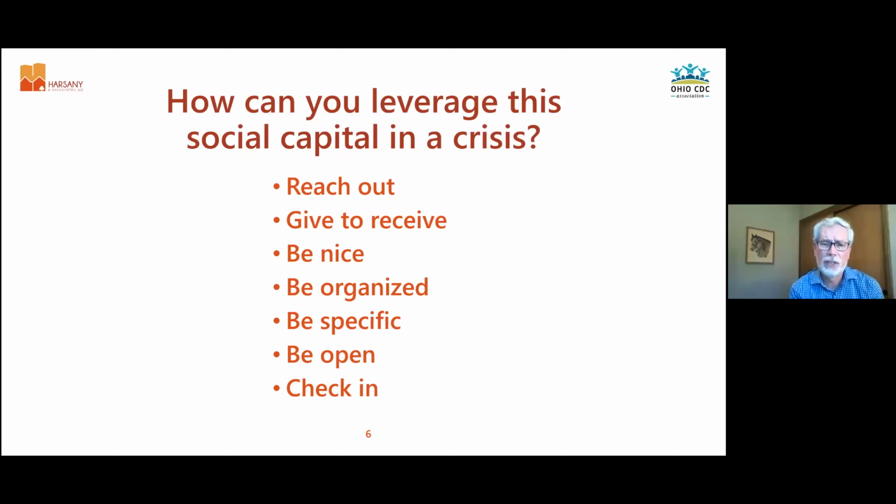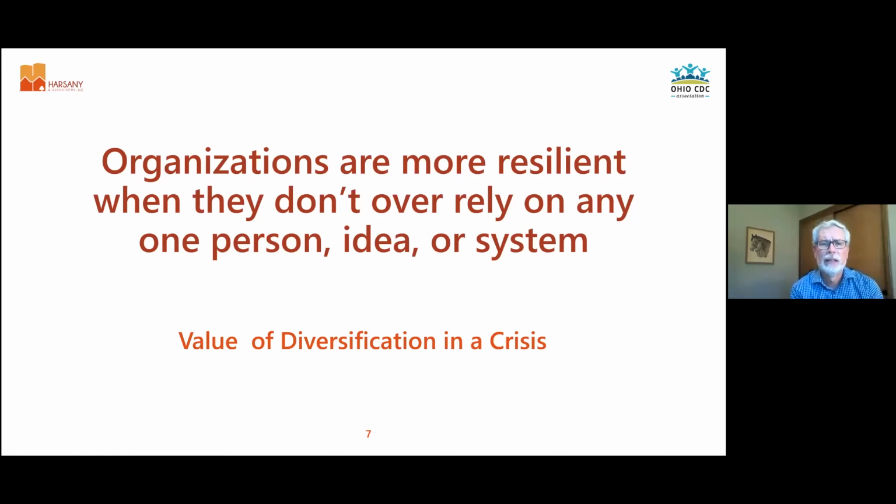Organizations are more resilient when they don't over-rely on any one person, idea, or system. Being diverse means that you do not rely completely on any one element for a critical function. Think, for example, about the electricity that you use. How many ways do you have to get that commodity, and to what extent would you be compromised without it? You need enough different sources of capacity that you can function even when elements of its capacity are unavailable or compromised.